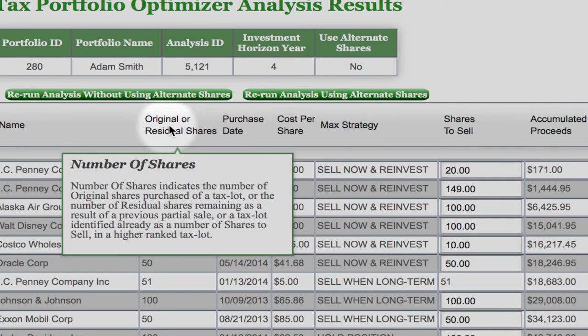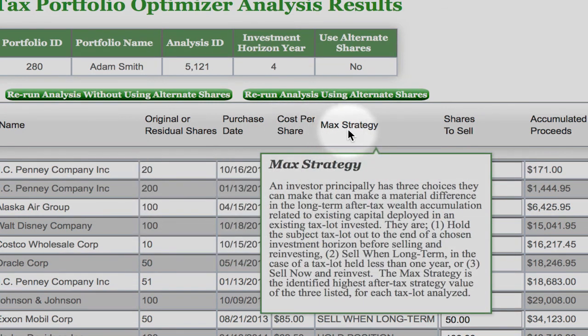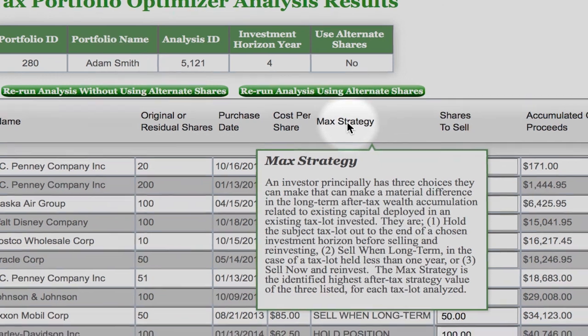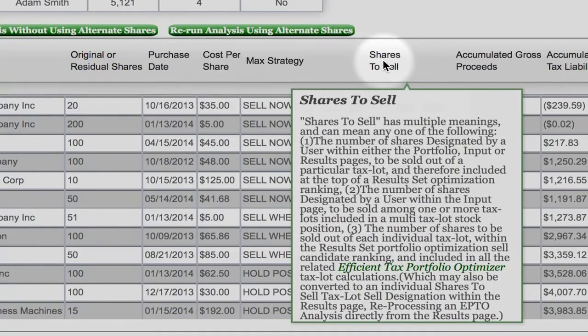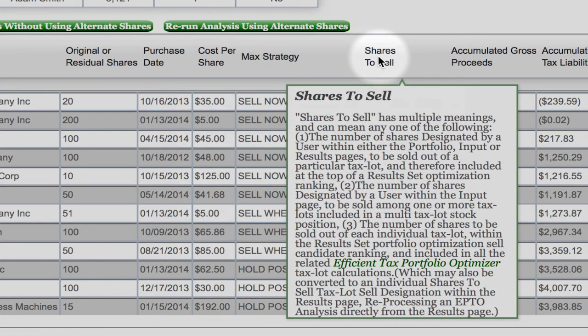Next is the maximum strategy for each whole or partial tax lot. A recommendation could be to either hold, sell now, or wait until the tax lot reaches the long-term status before selling and reinvesting, if the tax lot has been held less than 1 year. The latter really means waiting to reevaluate when the stock goes long-term to see if its price is still sufficient to justify a sale.